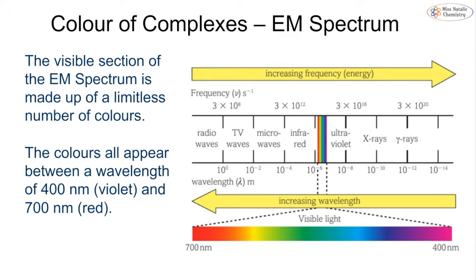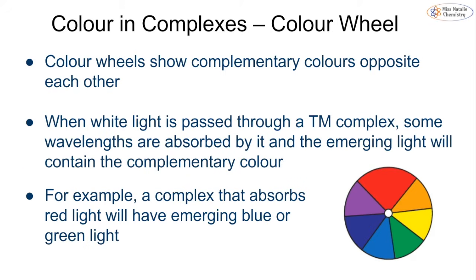And as our wavelength is decreasing, our frequency is increasing. So we're getting higher frequency and therefore higher energy, whereas we're getting a decrease in wavelength. Now we can then use a colour wheel to help us figure out what we call a complementary colour. And essentially a complementary colour is one that is opposite.